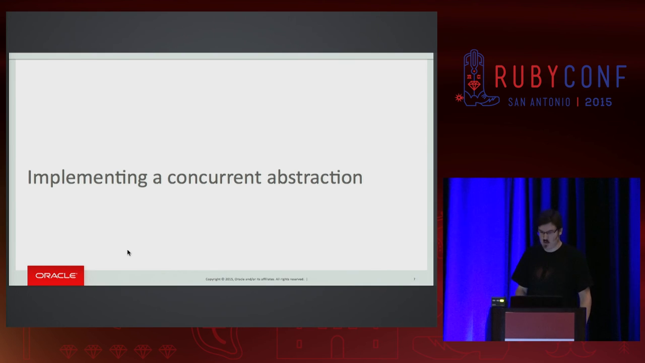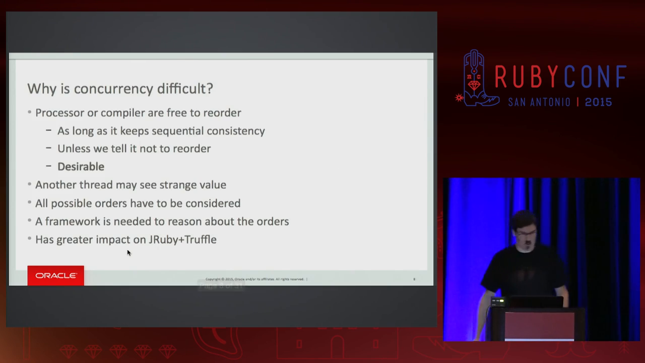So now let's move to the main topic of this talk, which is implementing a concurrent abstraction. Let me start by talking a little bit about why concurrency is actually difficult. The main reason is that processors and compilers are free to reorder the way in which your code is actually executed, as long as they keep sequential consistency and you don't tell the compiler that you don't want some pieces to be reordered. And you might think that it would be good to just prohibit this behavior, but actually this is very desirable because compiler and processor may do lots of optimizations due to these reorderings. So you cannot just forbid it.